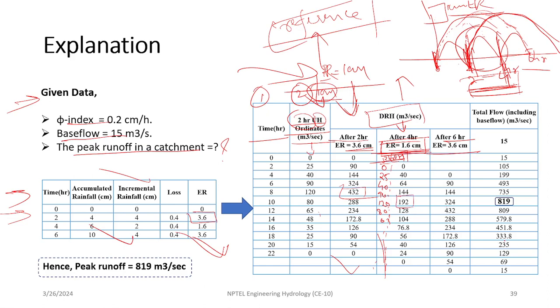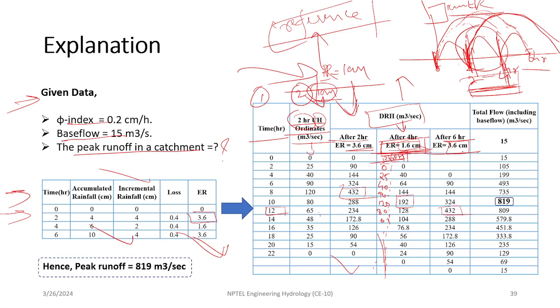So has the peak increased or decreased? Decreased. Yes, it has decreased. Why was it decreased? Because the effective rainfall was 1.6 only. But after coming to 6 hours, again we can see that I am getting a peak value of 432. But at how much time? For 12 hours.